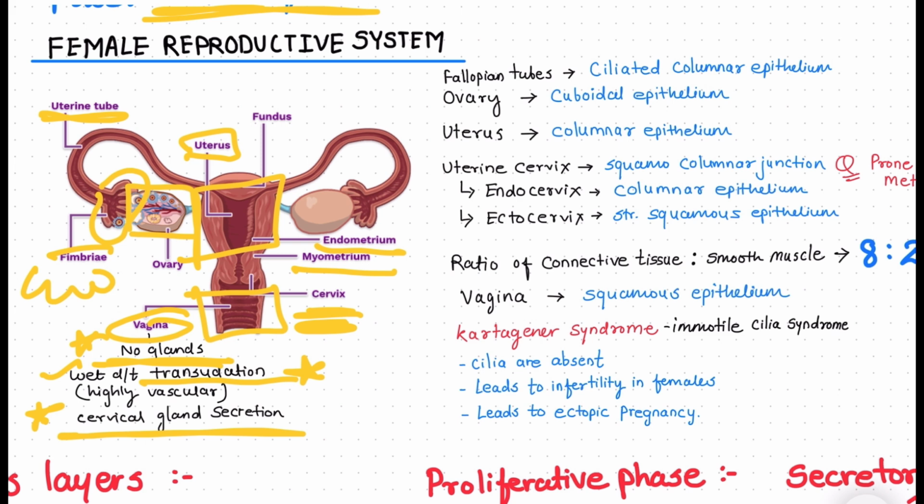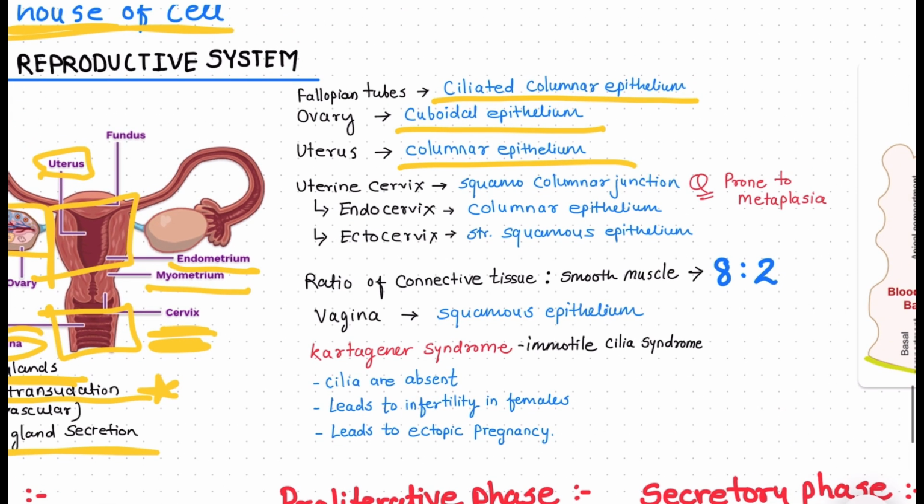See some histology aspect. Lining of the tubes is ciliated columnar epithelium. Then ovaries are lined by cuboidal epithelium. Uterus is lined by columnar epithelium, and uterine cervix is lined by squamo-columnar junction. Cervix has a unique feature because it is lined by squamo-columnar junction, which is prone to metaplasia. It has endocervix, which is towards the uterus and is lined by columnar epithelium, and then ectocervix, which is towards the vagina, lined by stratified squamous epithelium.